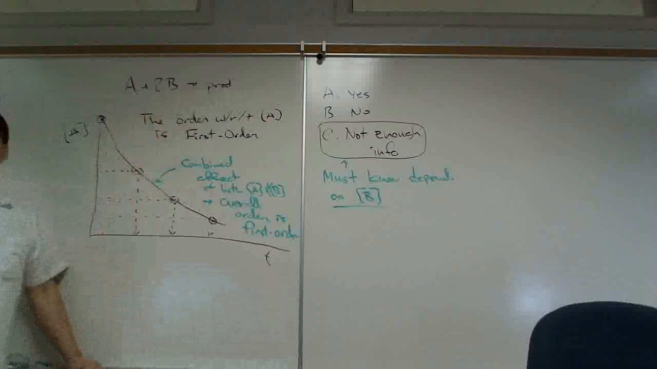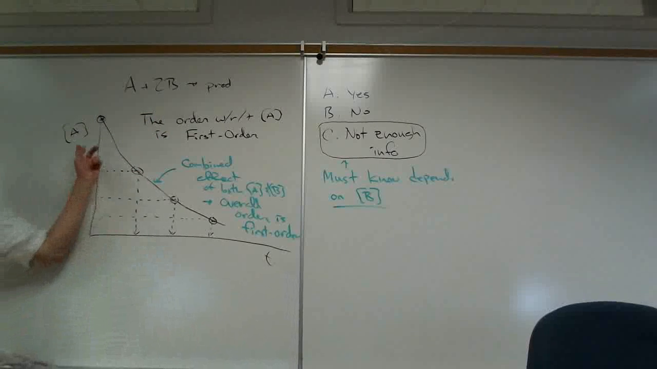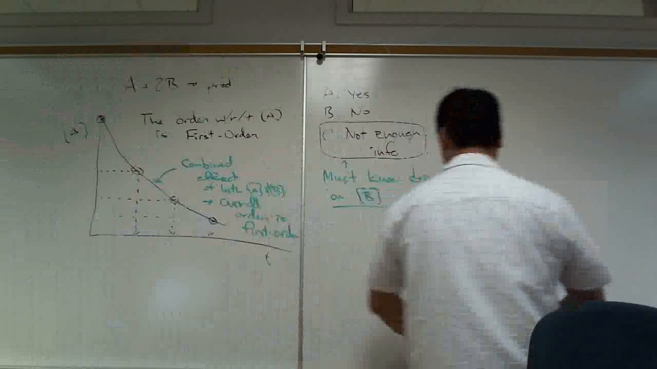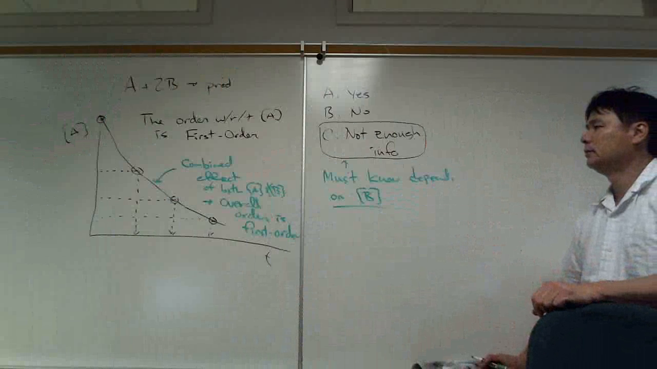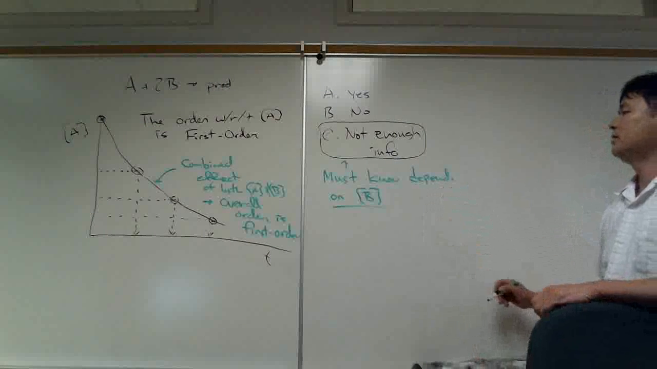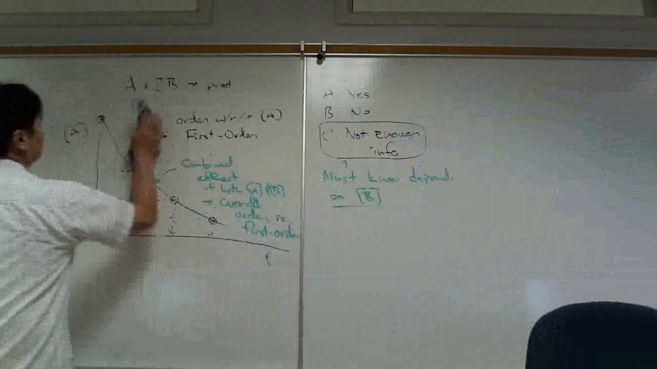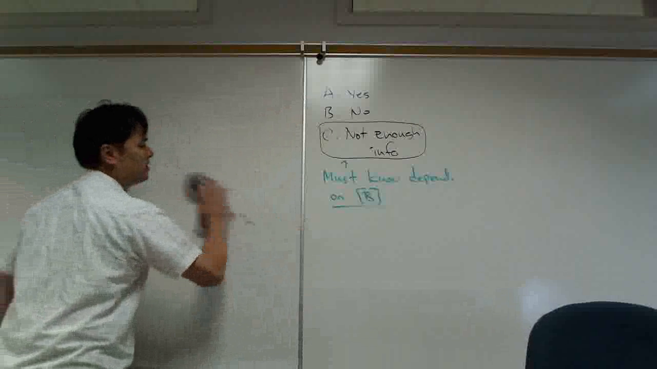Or, let's say it's zero order in A. If it's zero order in A and first order in B, what should this graph look like? Let's say zero order in A, first order in B. It should look first order because it's the overall effect. And so we must know this. And basically, this is how we're going to visualize this.